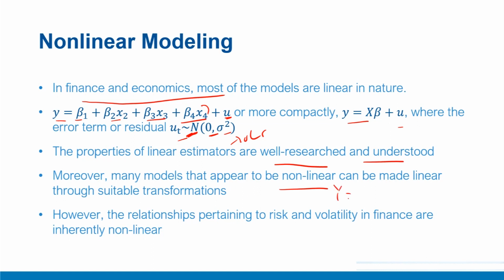Moreover, many models that appear to be nonlinear in nature can also be made linear through suitable transformations. For example, a model like y equals alpha plus beta x squared, we can take the log, or for example, y equals alpha times e to the power beta x. Such a model can be made linear by taking log transformations. So there are a number of ways through suitable transformations such relationships can be made linear. However, in particular, the relationships pertaining to risk and volatility in finance are often considered for nonlinear modeling.